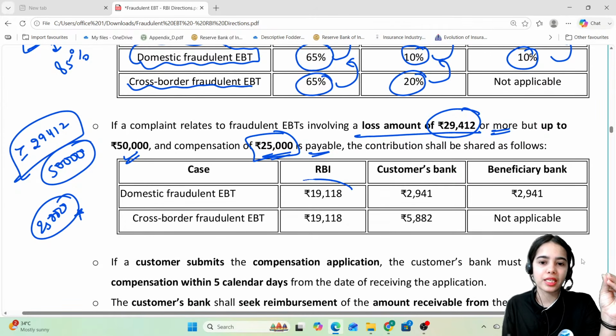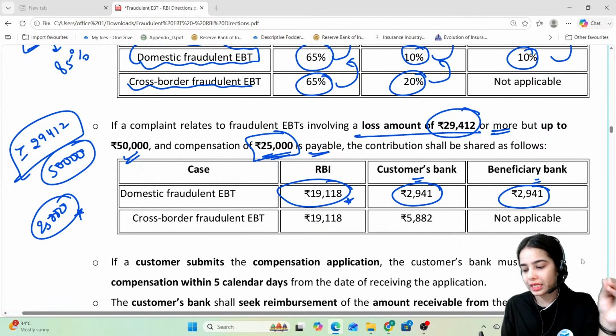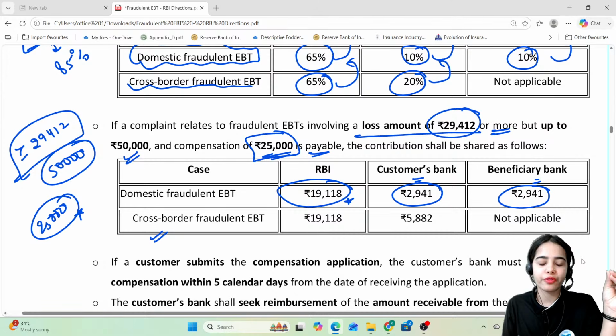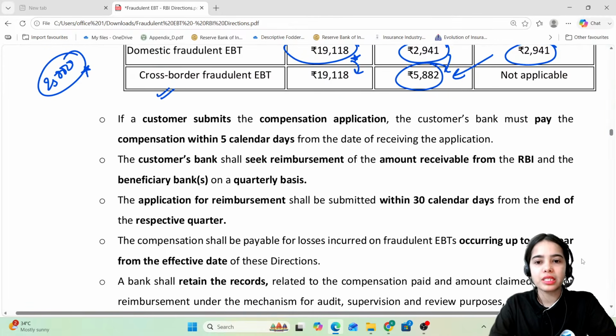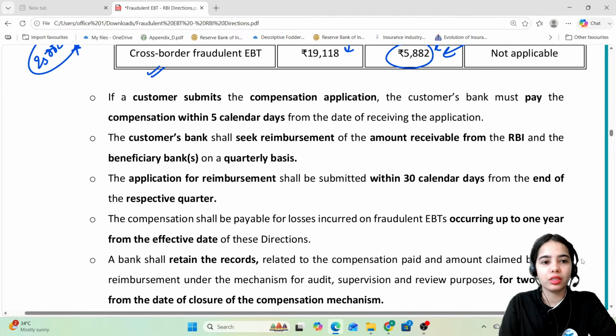RBI will provide 19,118. Customer bank will provide 2,941. Beneficiary bank will provide 2,941. In a cross-border fraudulent transaction, RBI will provide the same amount, but the customer bank will have to provide the joint amount. Okay, this is the idea. Now, if a customer submits the compensation application, remember the numbers very clearly.